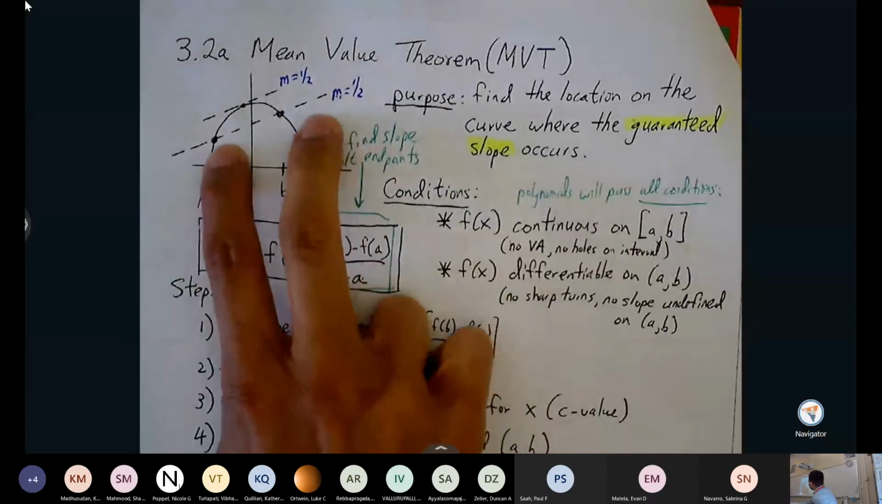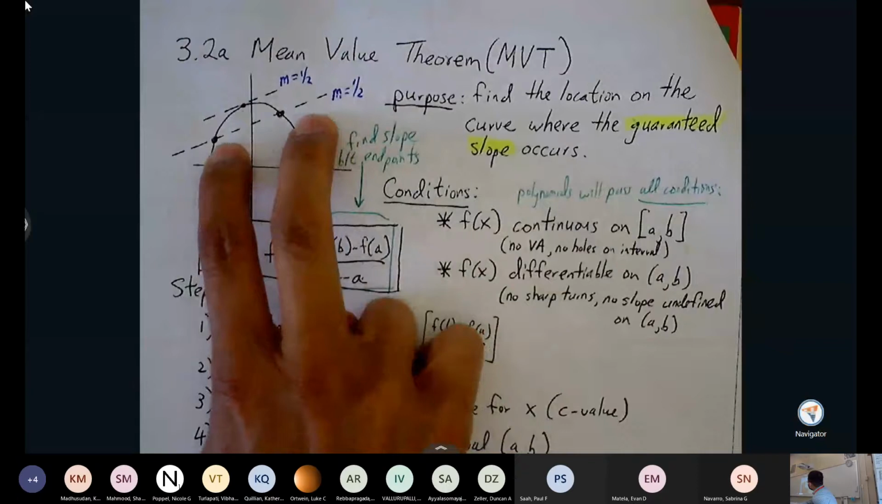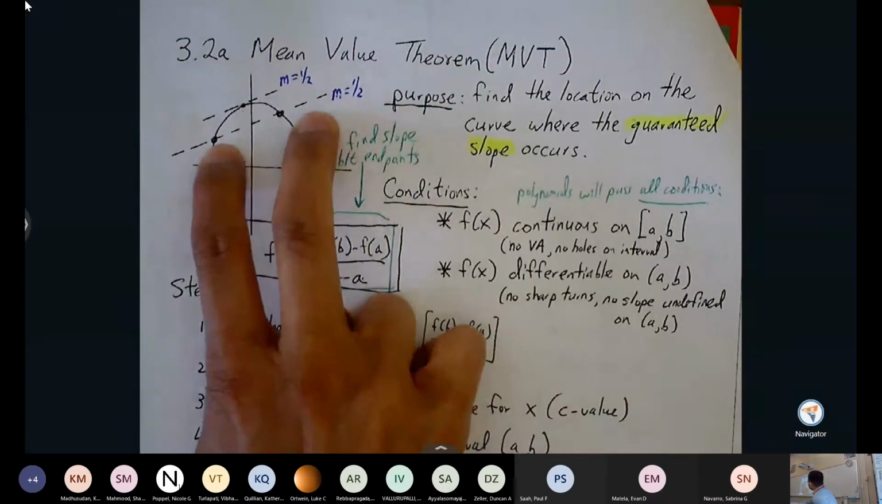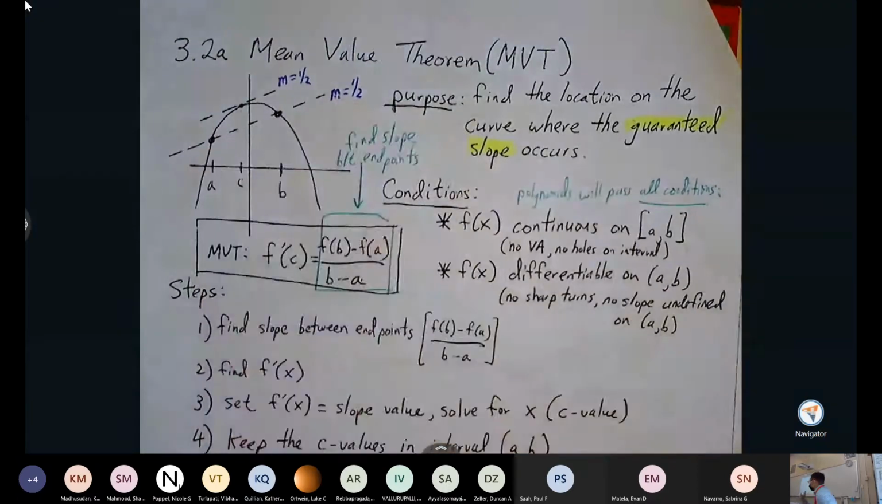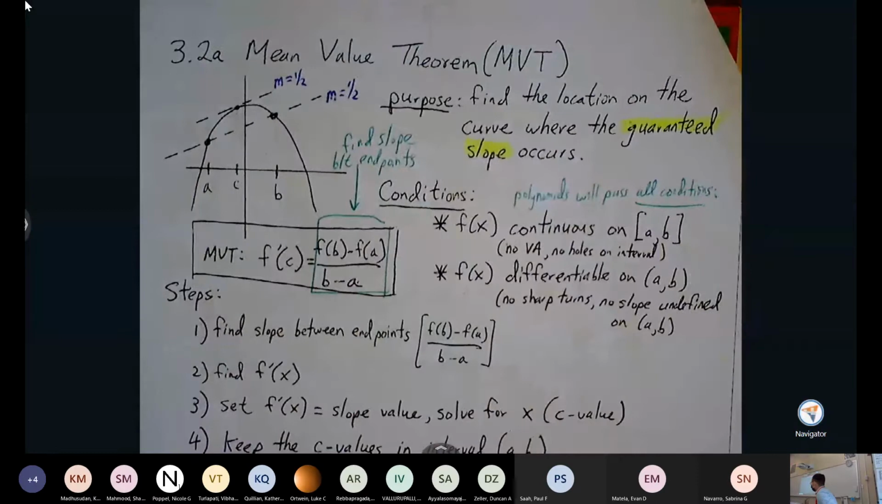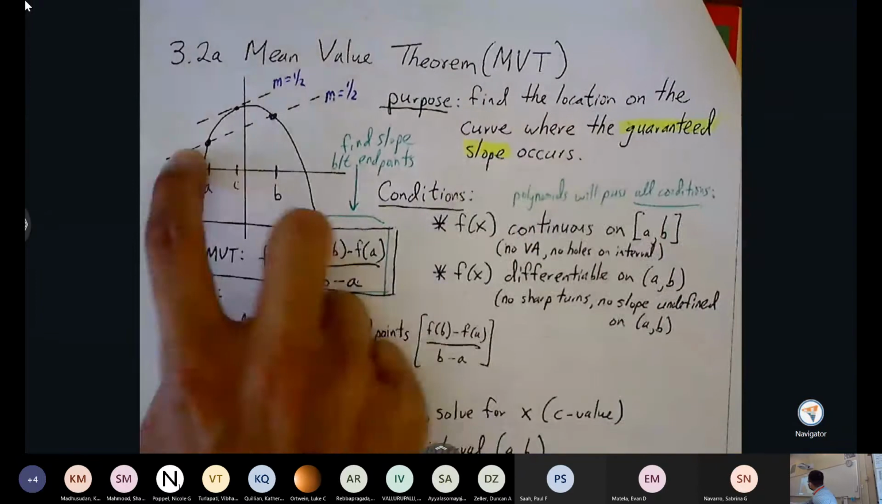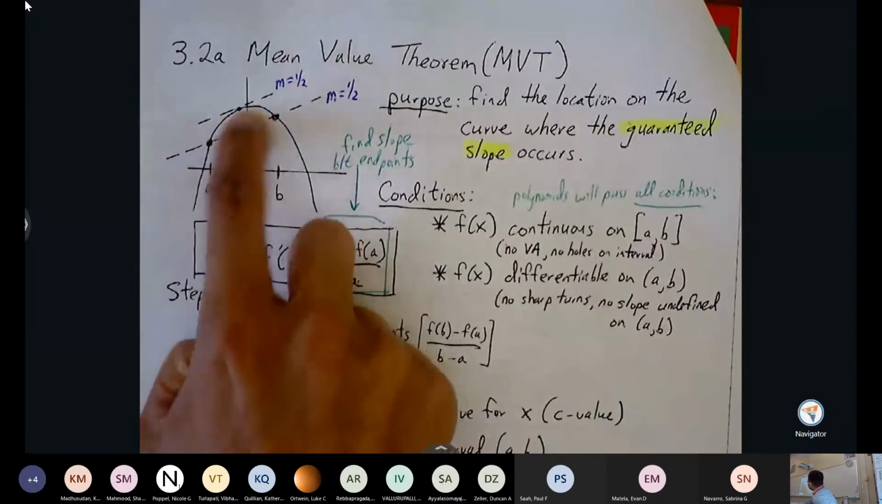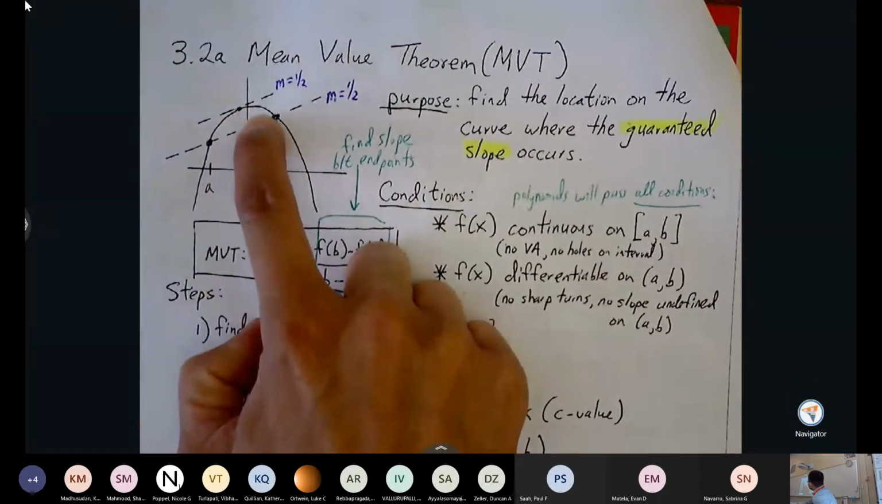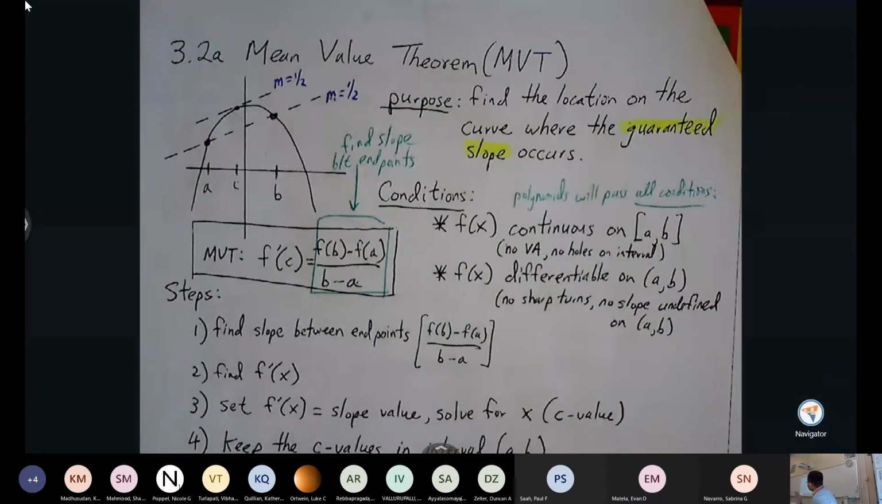So we always are going to look at the endpoints to gather information about the slope. It could be slope of 1/2. It could be slope of 6. It could be slope 0. It could be slope 10. But after we find that slope that we're targeting, we know that somewhere between there also will be that specific slope. Maybe more than one location, but at least one location. Okay.